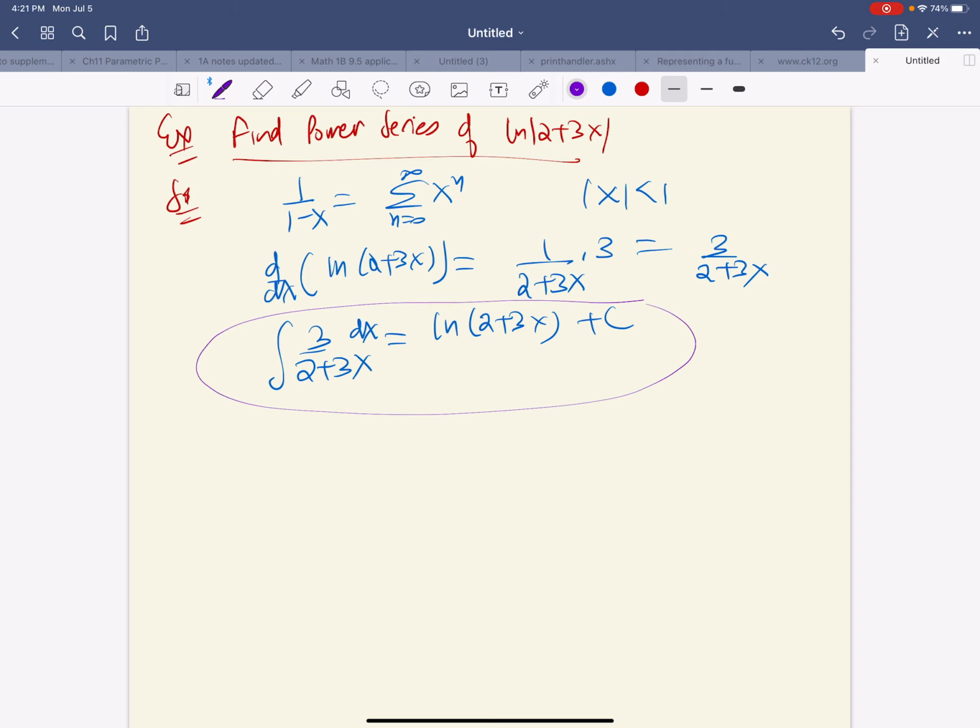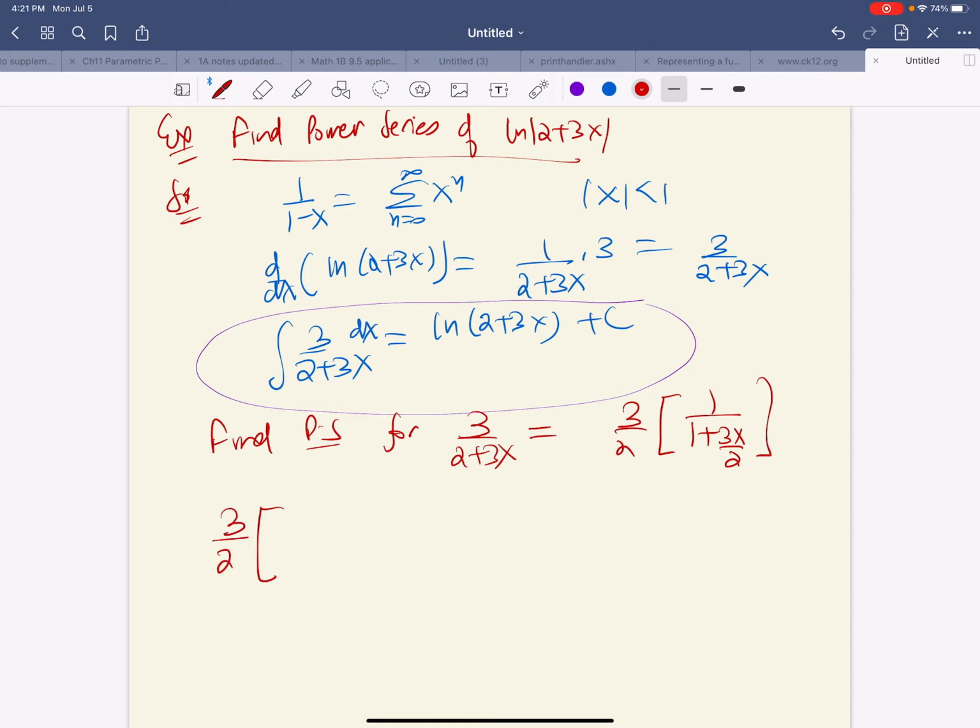Now I'm going to go ahead and find the power series for 3 over 2 plus 3x. We know how to find the power series for this function. I can pull out a 3 halves outside, and it would be 1 plus 3x over 2. And I'm going to write it slightly differently. 3 halves outside, I would have 1 over 1 minus negative 3x over 2.